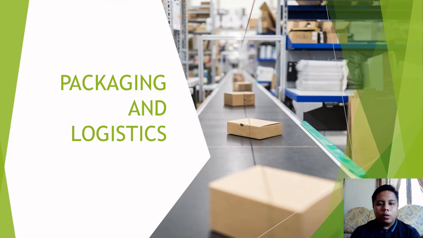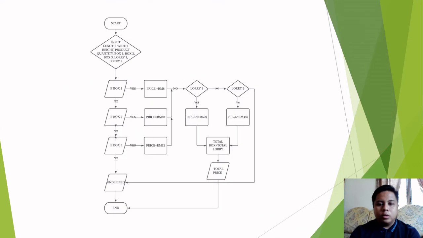Now I would like to present my part in this project, which is packaging and logistics. Firstly, this is our flowchart. It begins with the start, and after that we insert the input, which is length, width, height, product quantity, box 1, box 2, box 3, lorry 1 and lorry 2. And it will end with the end here.